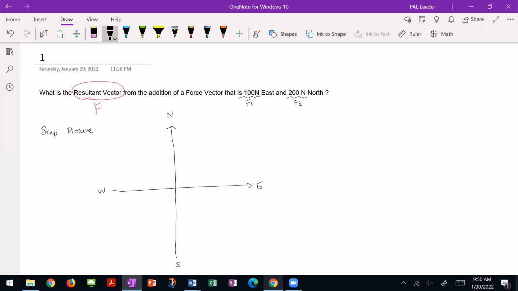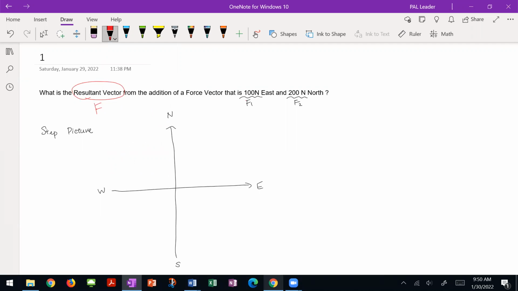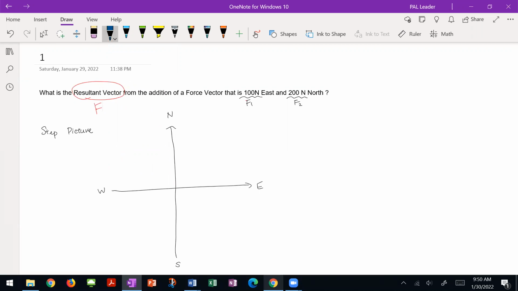And we're going 100 newtons east. I'm going to write F1 with, no, I don't want to use red. Let's use blue. F1 is going to be in blue. We're starting at the origin, 100 newtons east. So I'm going to make that 100 newtons, and I'm going to call this F1.